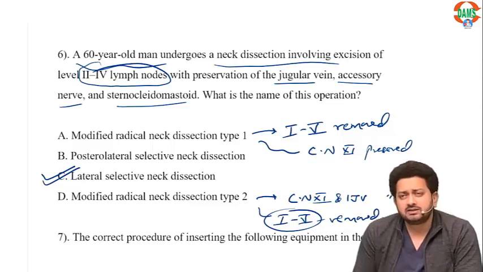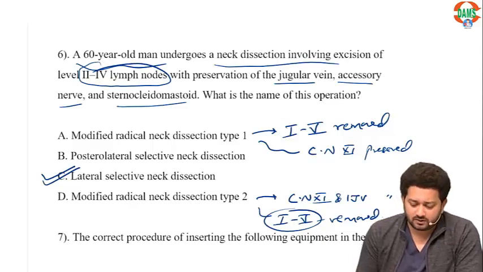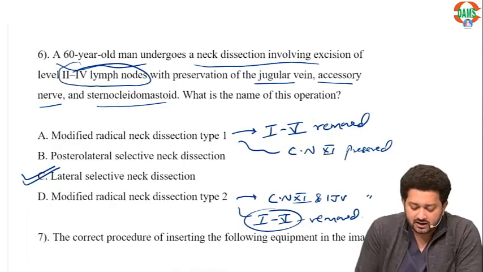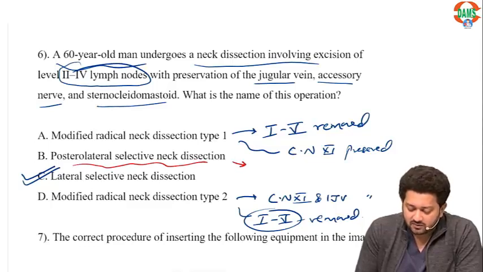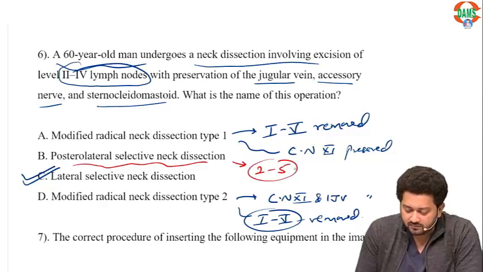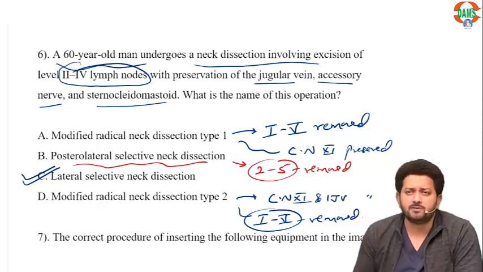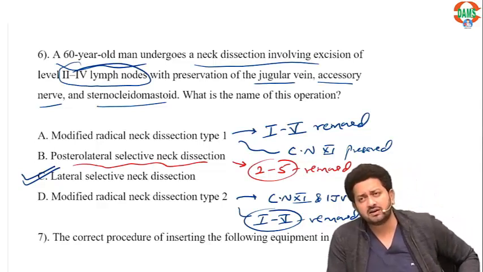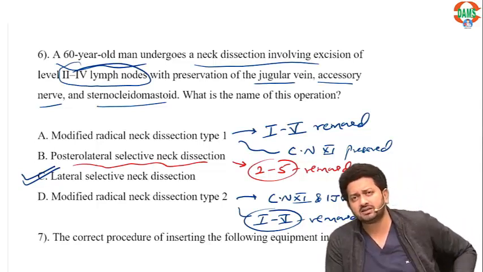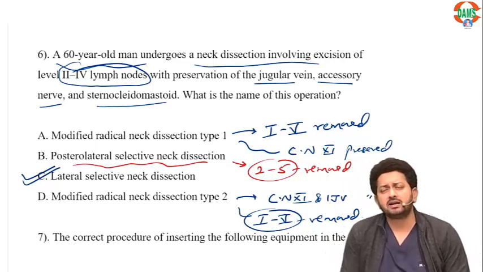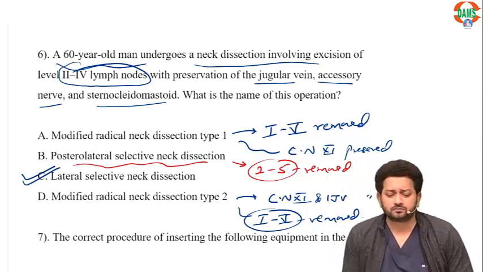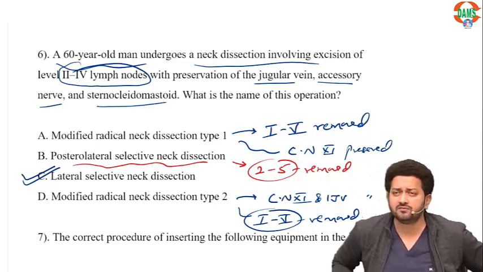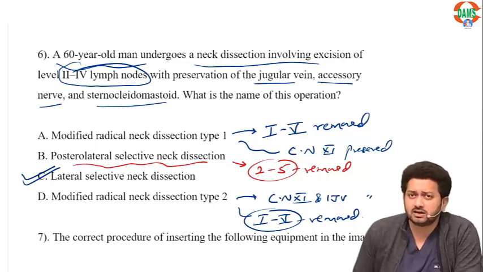In selective neck dissection we preserve some nerves and some lymph nodes also. Like in posterolateral we are removing level 2, 3, 4 and 5. In lateral we are removing 2 to 4, like the question is about level 2 to 4, so this is a lateral type of selective neck dissection. Selective neck dissections are mostly done as a prophylactic dissection for those high risk cancer cases where the lymph node involvement is not there.